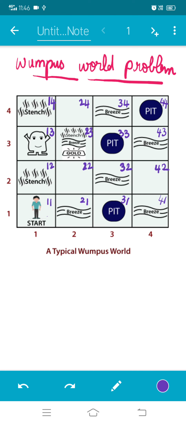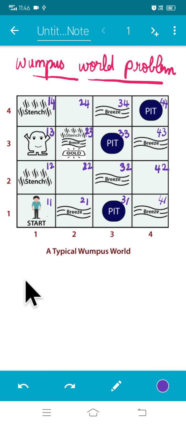Hi everyone, in this video we will see the Wumpus problem. How can we prove that the Wumpus is present in the 1,3 square with the help of propositional logic? That is what we will be seeing in this video on the Wumpus problem.